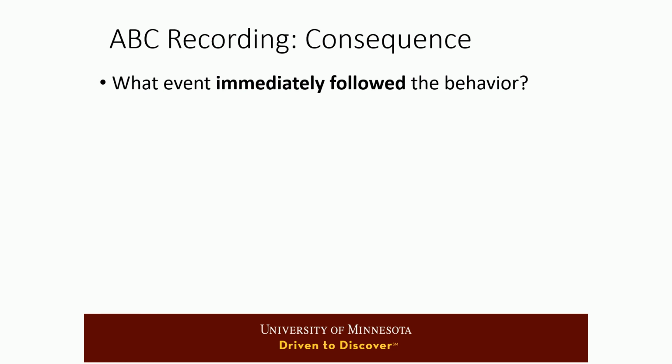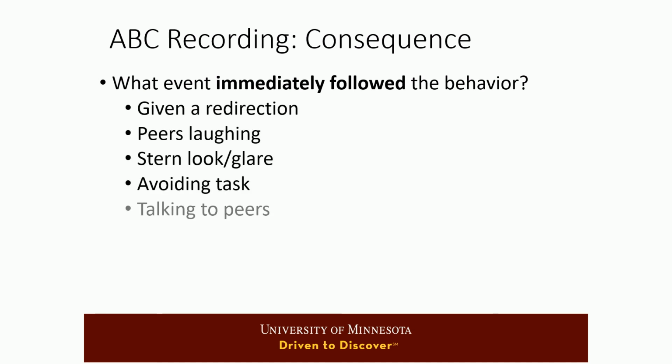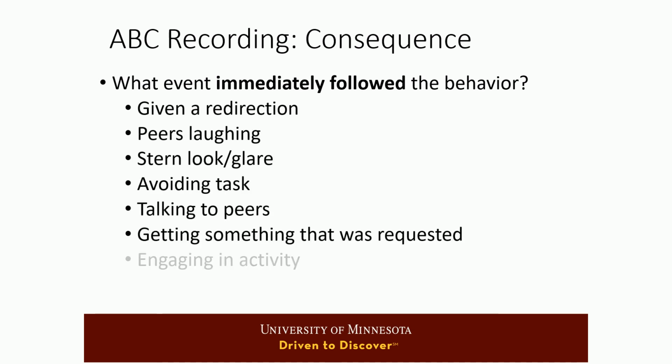And then the consequence. What event immediately followed the behavior? So again, this can be anything, but again, it's temporally linked to the behavior. So it happens immediately after the behavior. So maybe you were given a redirection. Maybe you avoided a task. Maybe you were given a stern look or a glare, or maybe you engaged in the activity, or you continued to do what you were already doing, or you got access back to the thing that you wanted. All of these things relate to the consequence.